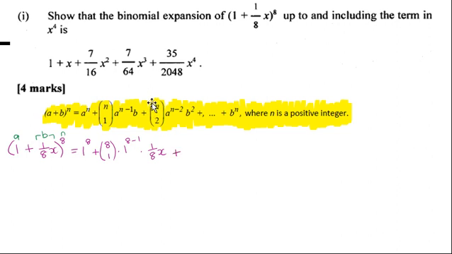Third term, nC2, so that's 8C2, times a to the n minus 2, so that's 1 to the 8 minus 2, times b squared. Now, this is where you need to be careful. A lot of students make the mistake and write, for example, 1 over 8x squared, like that. But the b is 1 over 8x, which means if you square b, the 1 over 8x needs to be squared, not just the x. When it's written like this, it's just the x that you're indicating that you're squaring. So it's important that your 1 over 8x, your b, is in brackets in this case and squared.